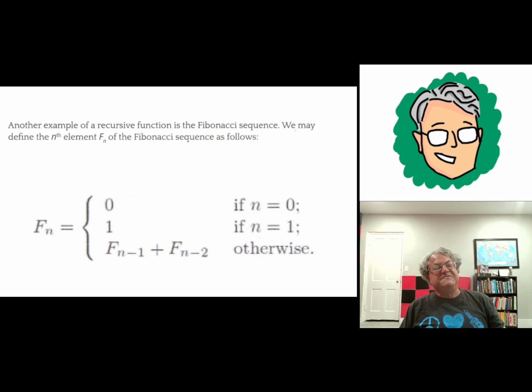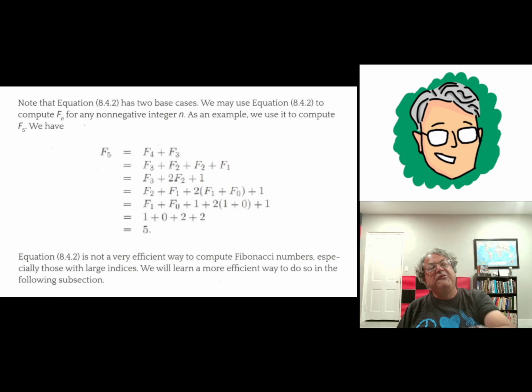We actually have two base cases for the Fibonacci numbers. And then if n is bigger than 1, we say f sub n is equal to f sub n minus 1 plus f sub n minus 2. This is the sum of the two previous Fibonacci numbers. So that's a recursive definition of the Fibonacci sequence, and we can write code to compute the Fibonacci numbers this way. Yeah, I didn't show you the code.